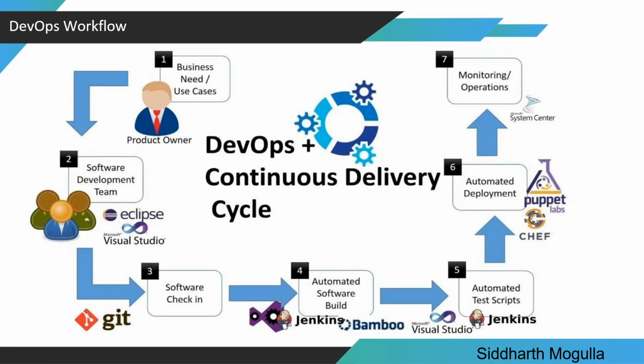Once your code is moved to the Artifactory repository, automatically several Selenium test cases are run. Once that completes, you can use Chef or Puppet as a deployment tool. Chef or Puppet will pull the code from the Artifactory repository and deploy it onto your cloud or your on-premise servers.